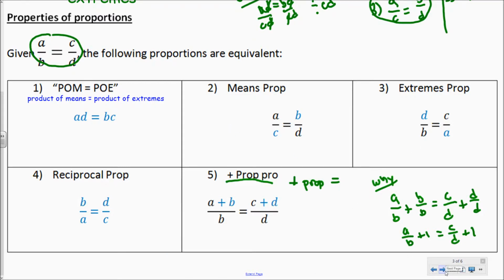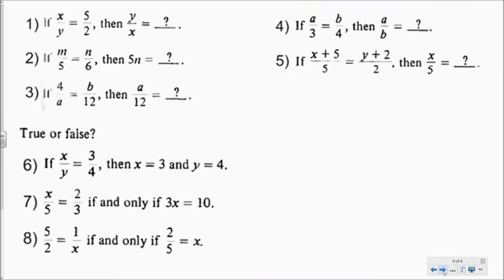Okay, so those are the five main properties that we're going to be concerned with. So what we're going to do is look at a couple of examples of how you can see them and apply them.